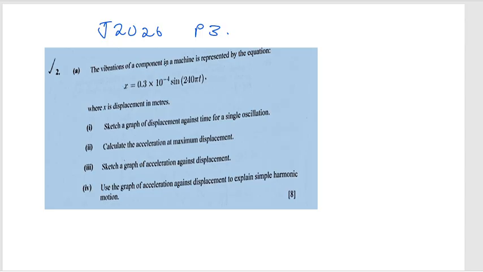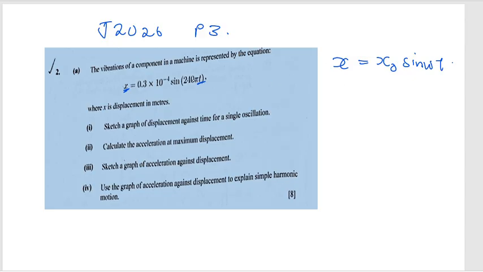the vibrations of a component in a machine is represented by the equation x equals 0.3 times 10 to the power minus 4 sine, where x is displacement in meters. This equation gives the relationship between displacement and time. As you can see, the equation we are given is written in the form x equals x naught sine omega t.